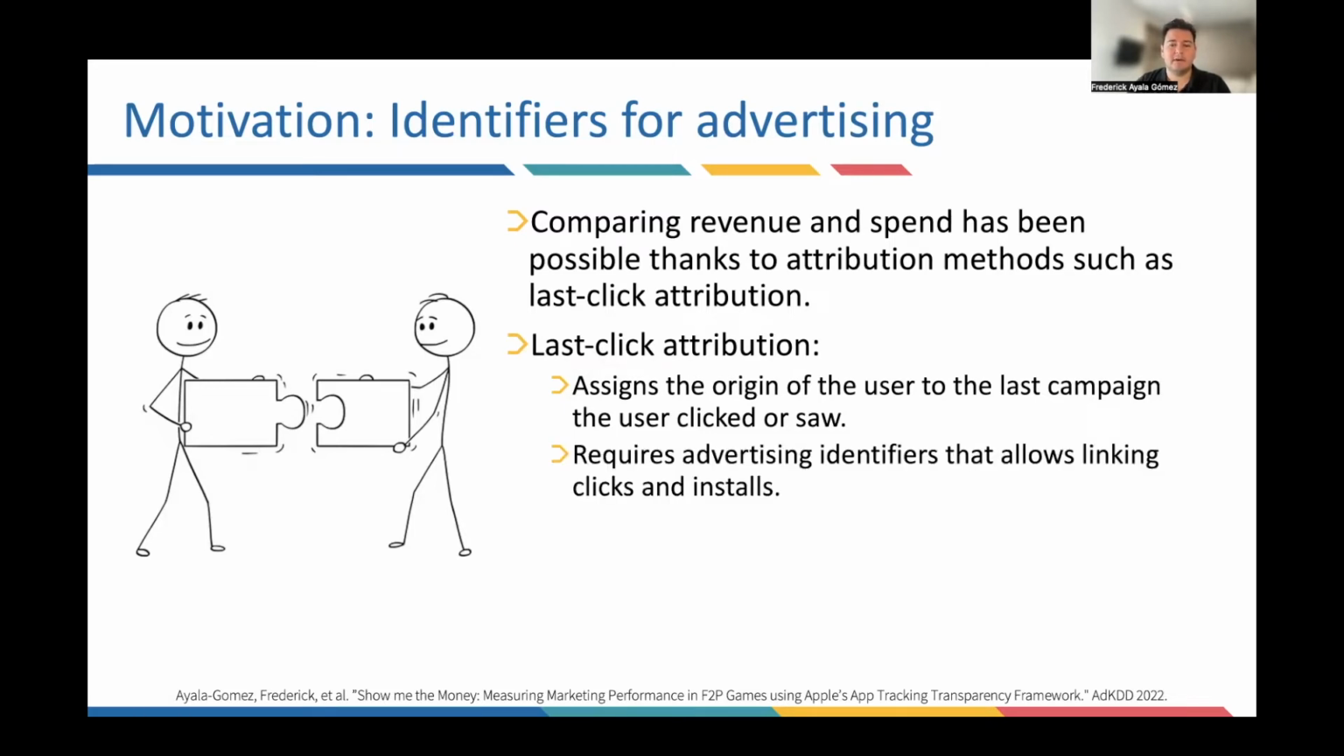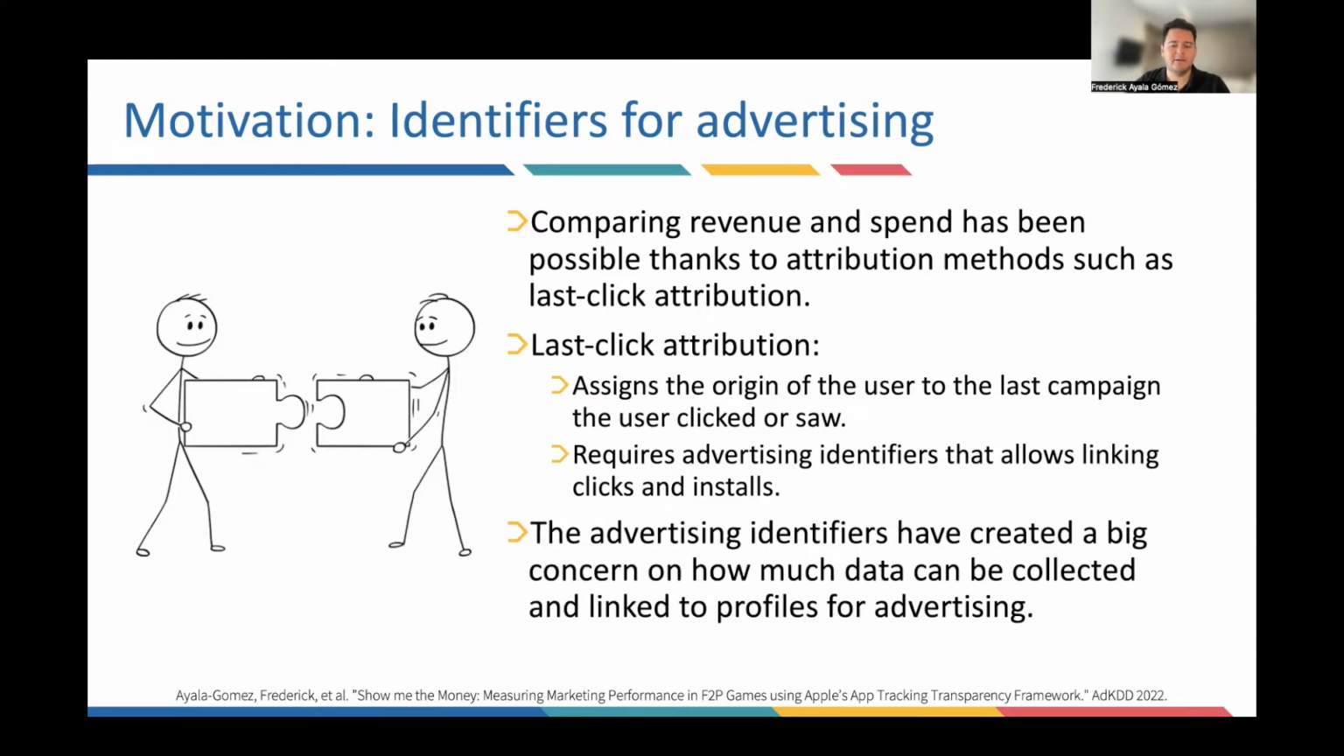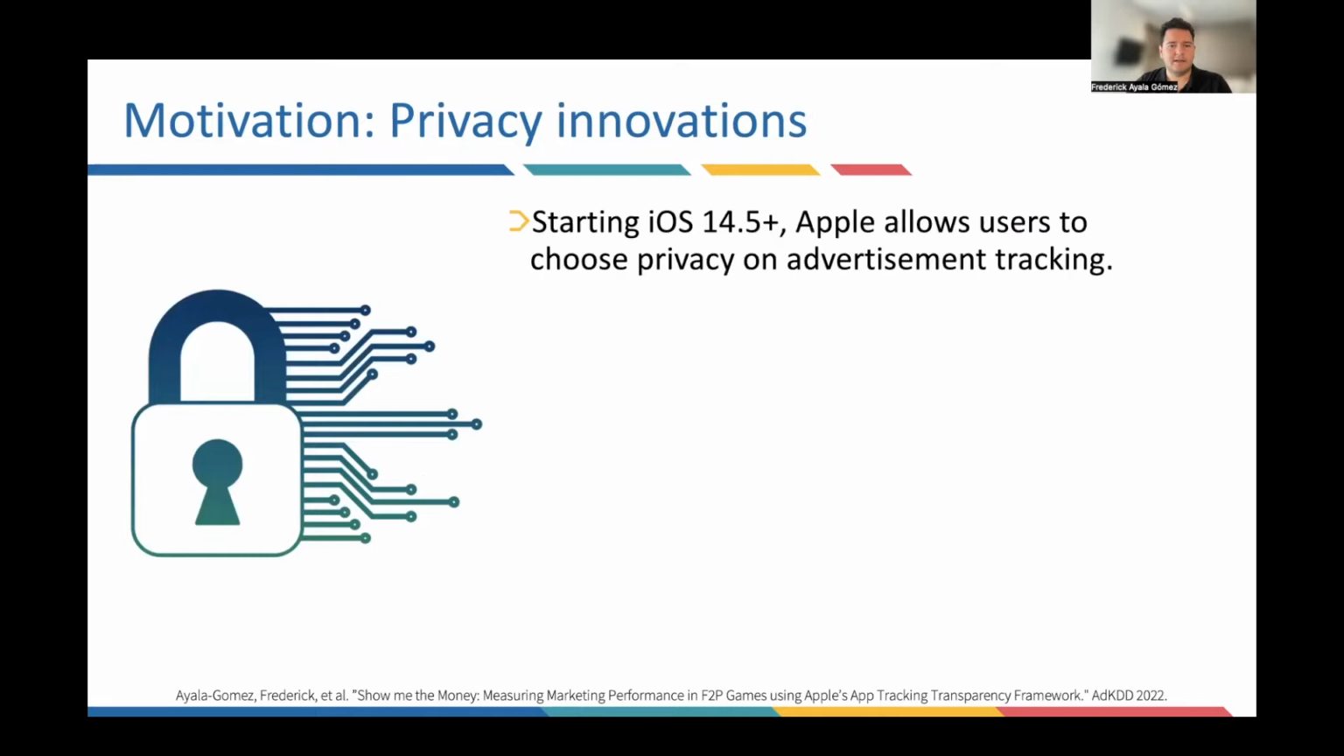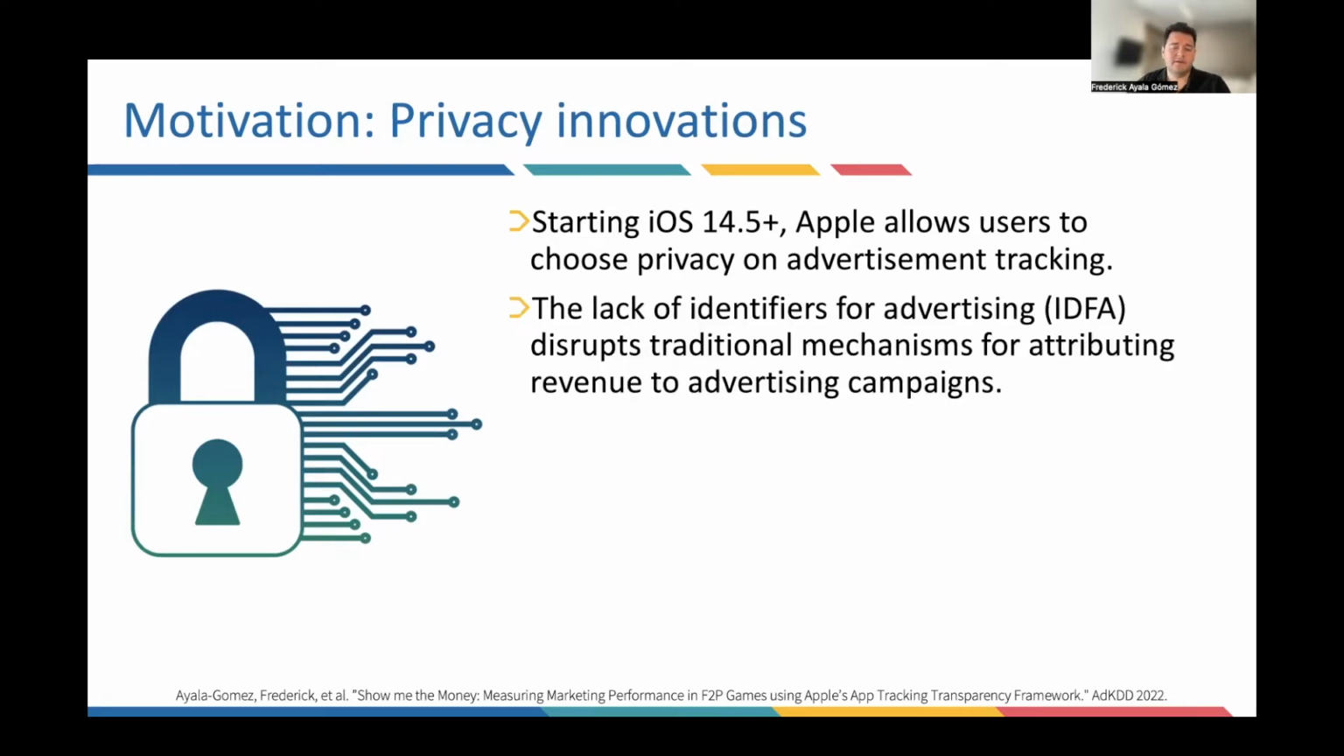This requires advertising identifiers because with that we can link clicks and installs. However, these identifiers have created a big concern on how much data can be collected and linked to profiles. Starting last year, on the release of iOS 14.5, Apple made a privacy innovation that allows users to choose privacy over tracking. If they do so, there is a lack of identifiers for advertising, which disrupts traditional mechanisms for attributing revenue to advertising campaigns.